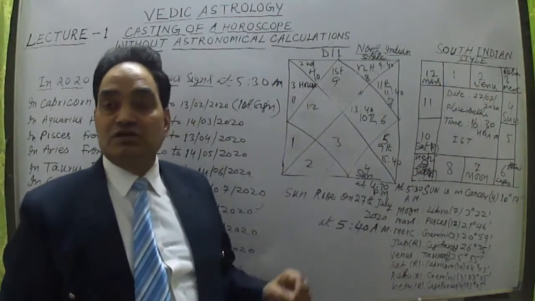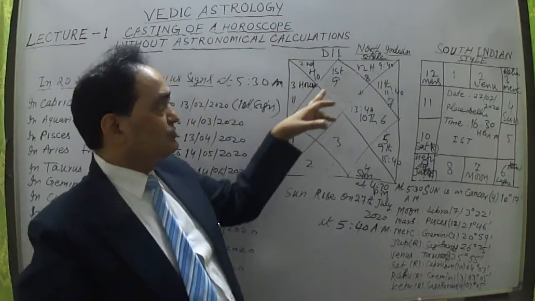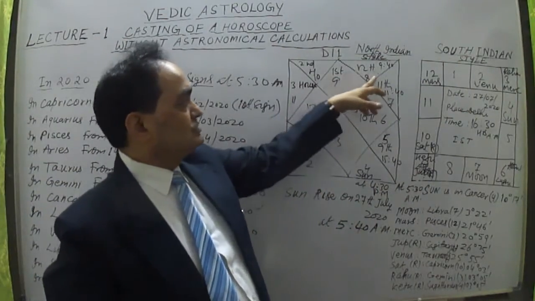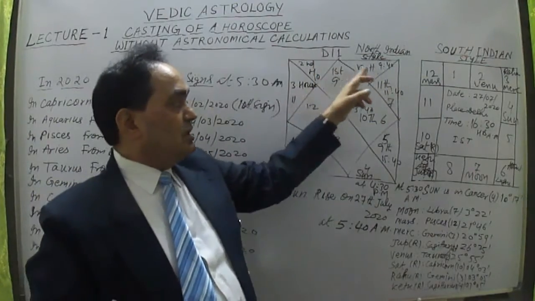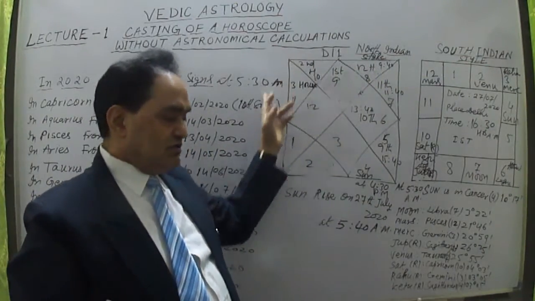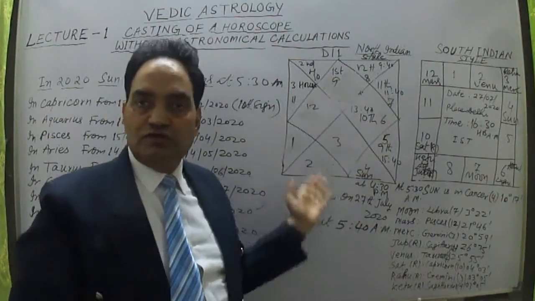Which Scorpio sign is in the 12th house? Scorpio sign, where is Scorpio? This is Scorpio, the 8th sign, in the 12th house. So these are the houses. How are houses increasing? Houses are increasing in an anti-clockwise direction.